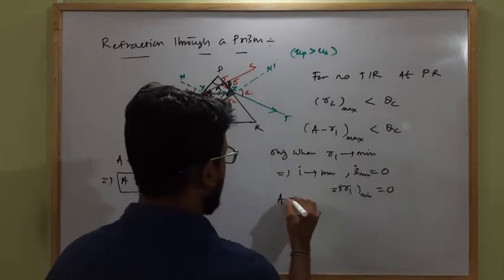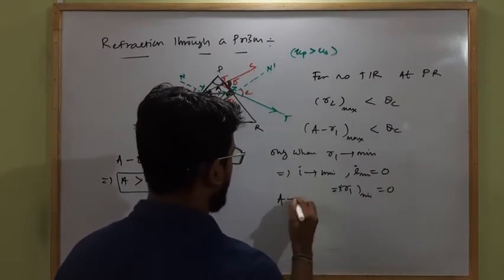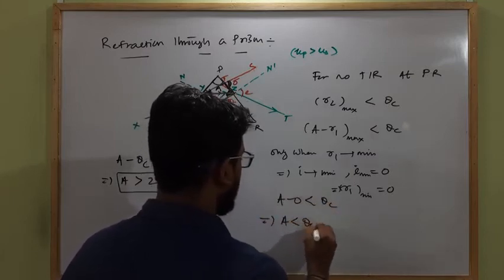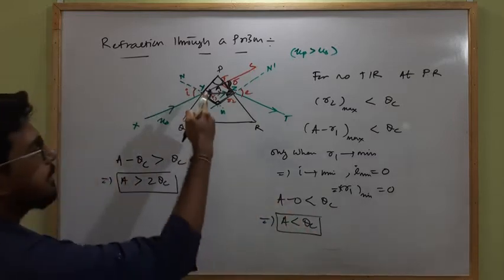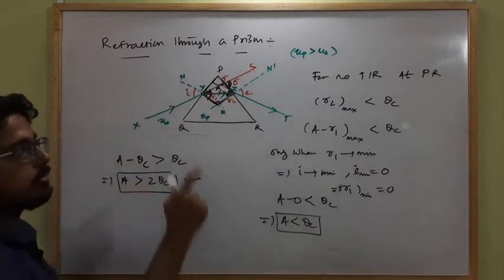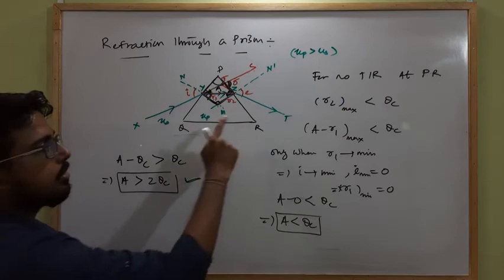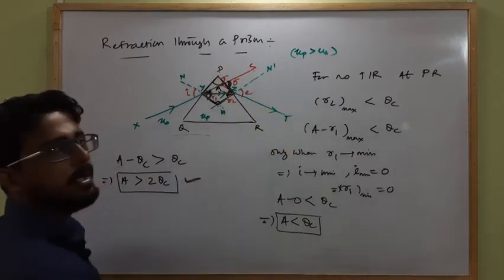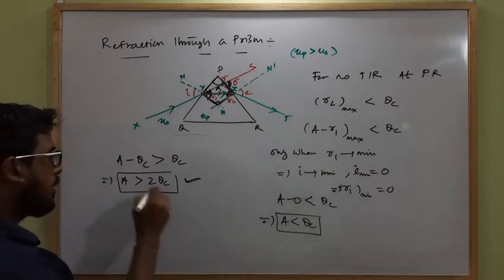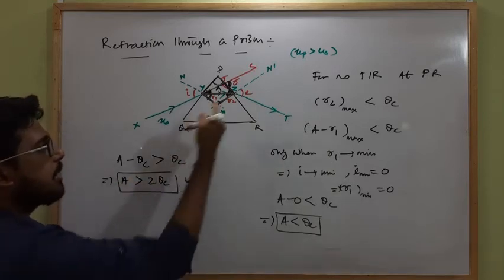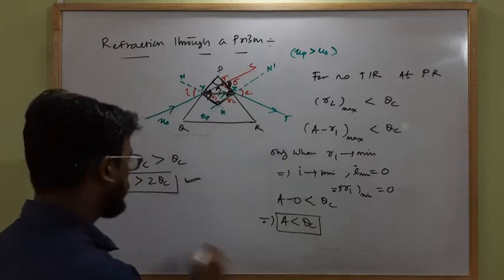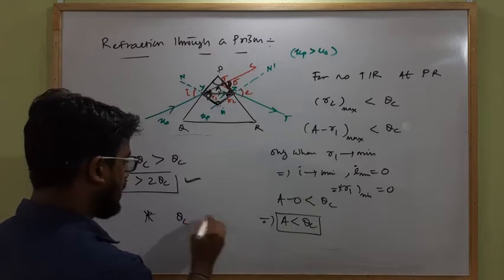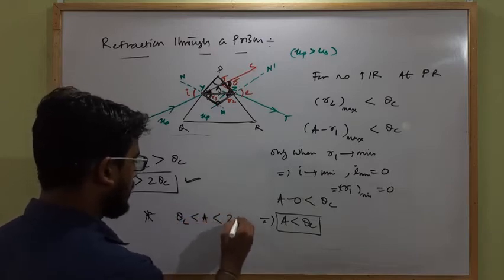So we will get A minus 0 is less than theta C, or this implies A is less than theta C. So if the angle of prism is less than the critical angle for the prism and surrounding surface, then the light will never get total internal reflection at this surface. It will always remain outside. And when A is greater than 2 theta C, the light will always remain inside. So what is the suitable condition for any prism? A must be greater than theta C and less than 2 theta C.